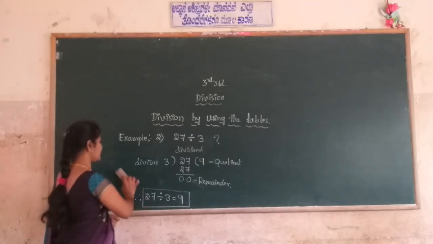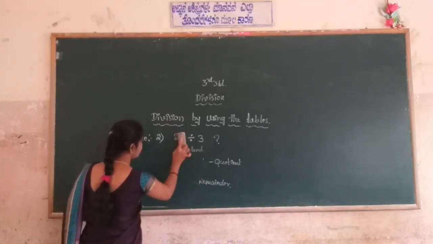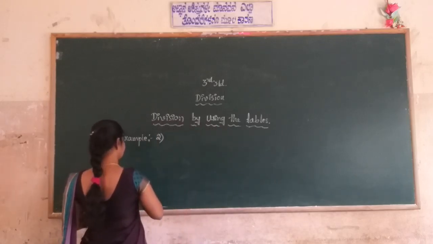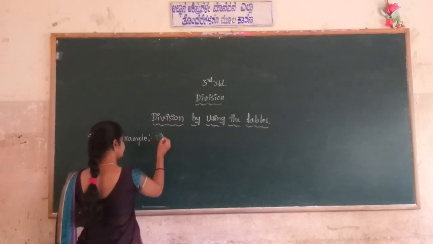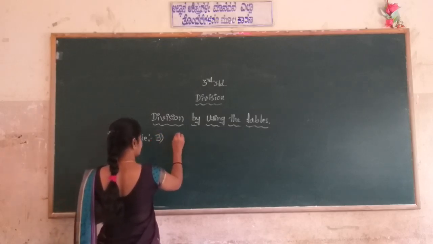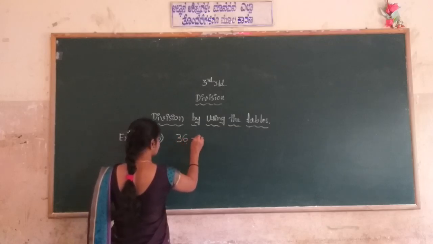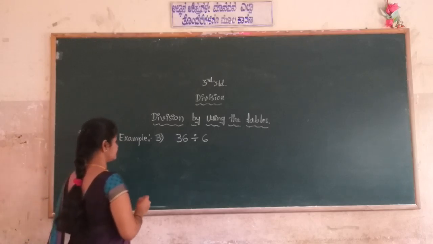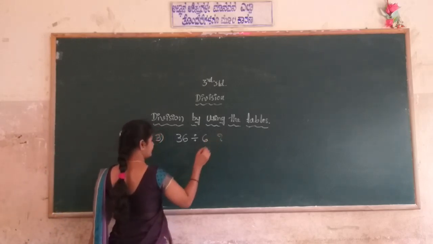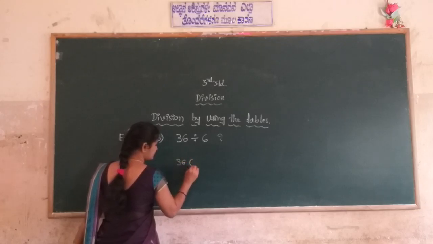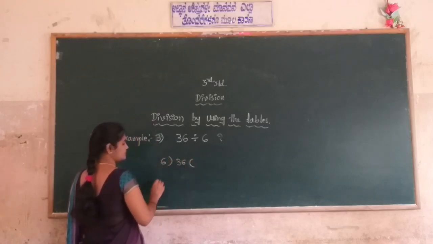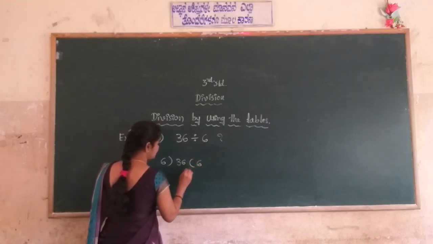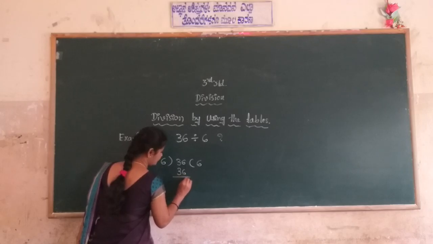I take one more example. Example 3. 36 divided by 6. Dear students, does the 6 table have 36? Yes, 6 sixes are 36. You do the subtraction.